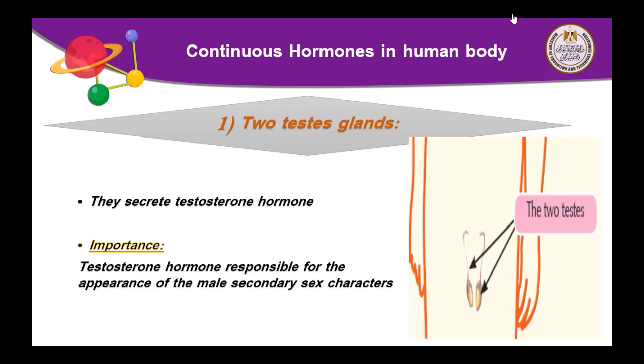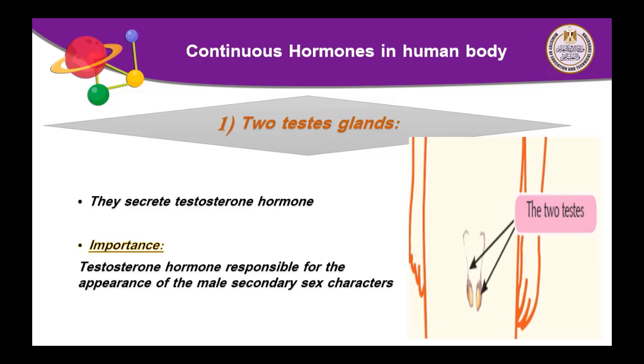The hormone which is secreted by two testes is called testosterone hormone, which is responsible for the appearance of male secondary sex characters.